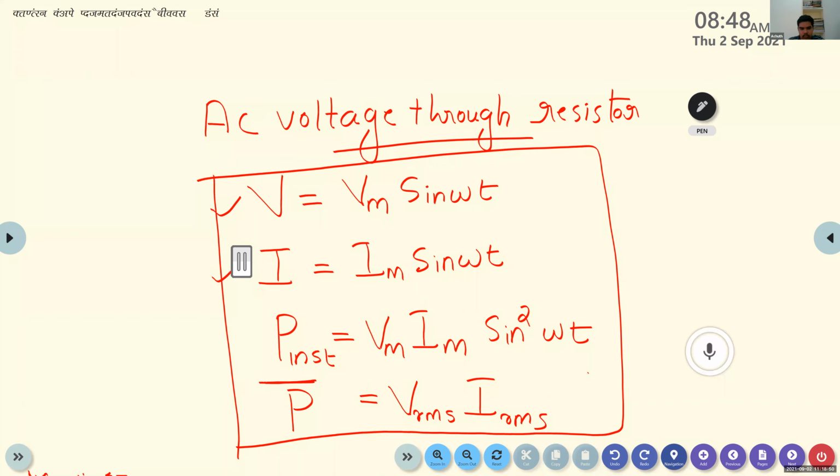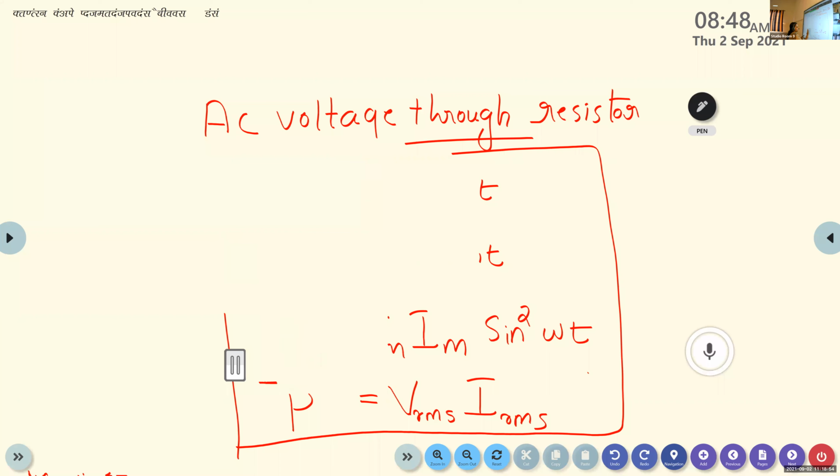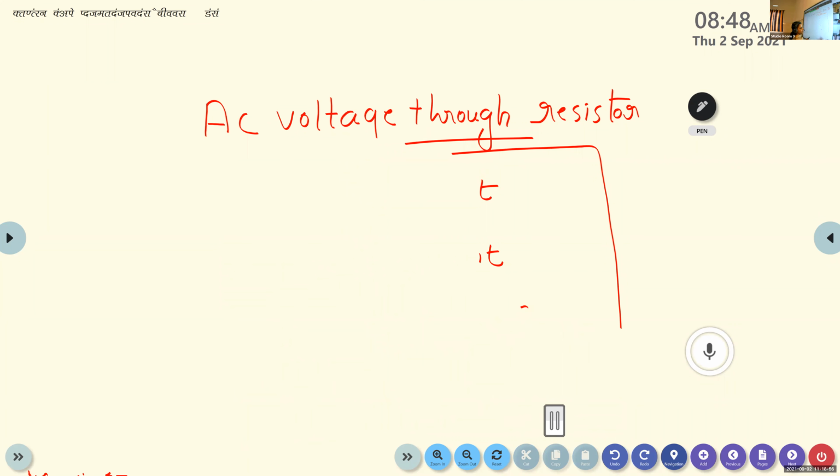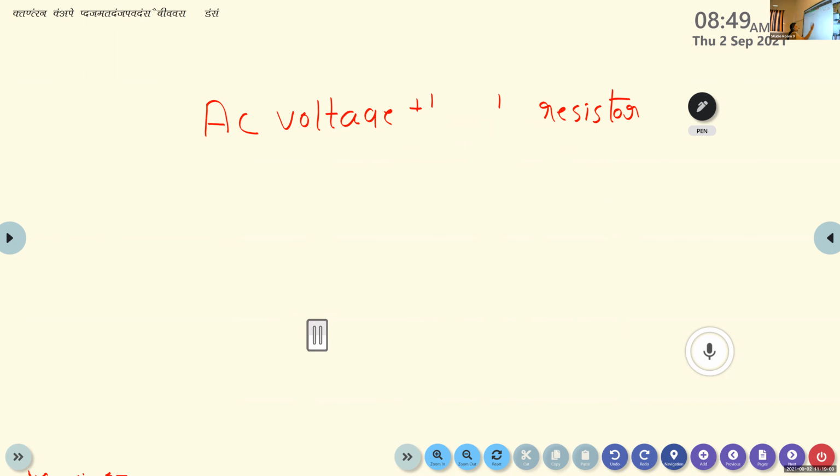Okay. So now we can move to the next component. This is all about the AC voltage through resistor. Now we are going to discuss the AC voltage through inductor.